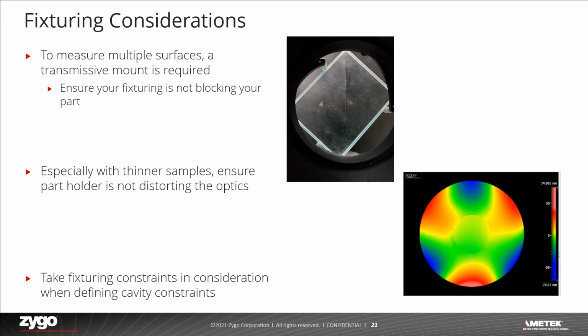You want to try to hold your sample as lightly as possible without, of course, introducing additional vibration. You're also going to need to take into account your fixturing constraints in defining your cavity constraints, especially as to how close your fixturing allows you to get each different surface in your measurement setup.